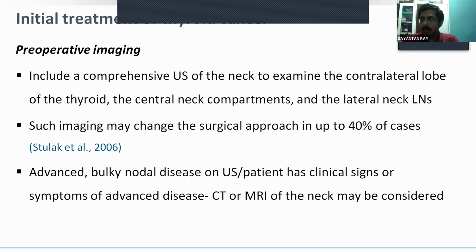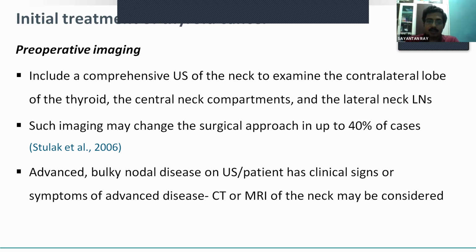Now, coming to the most important area, that is initial treatment of thyroid cancer. To begin with, a few words on preoperative imaging, which usually includes a comprehensive neck ultrasonography to examine the contralateral lobe of the thyroid, the central neck compartments, often difficult to have details on ultrasonography, and the lateral neck lymph nodes. And such preoperative imaging sometimes could change the surgical approach. And studies have shown that in up to 40% of cases, surgical approach could be changed.